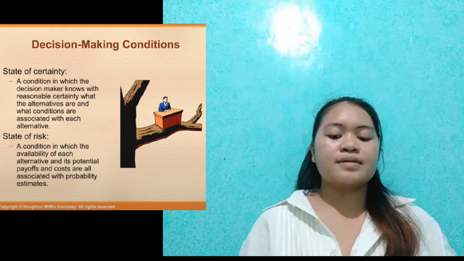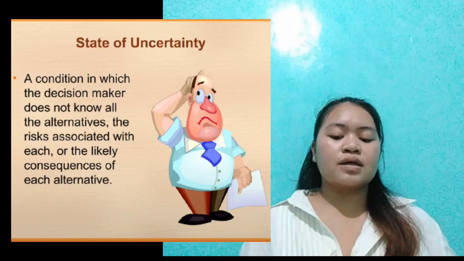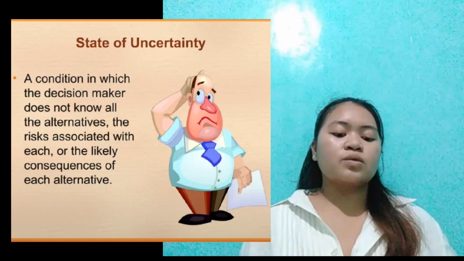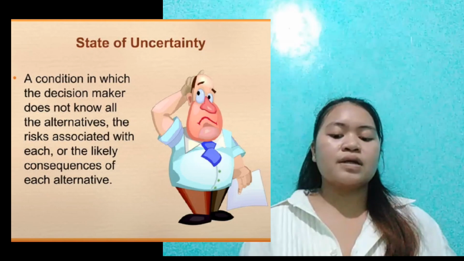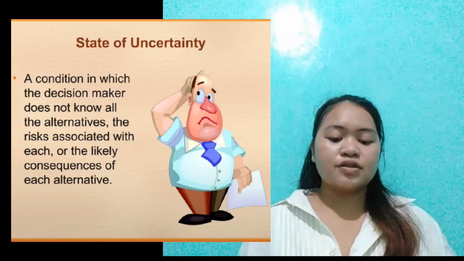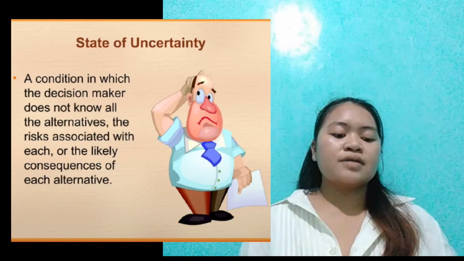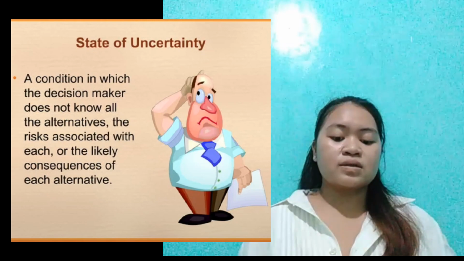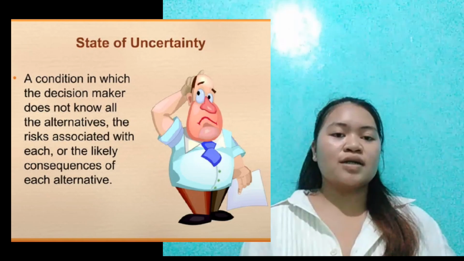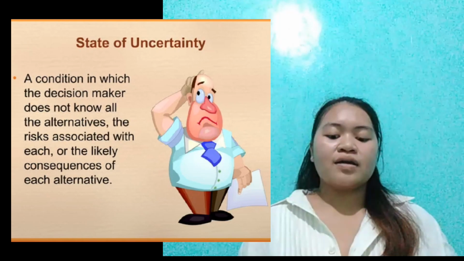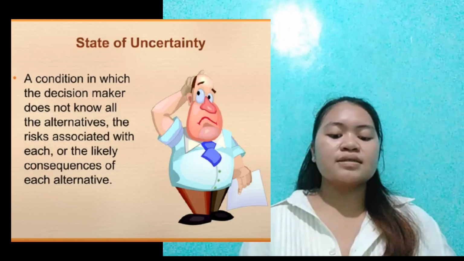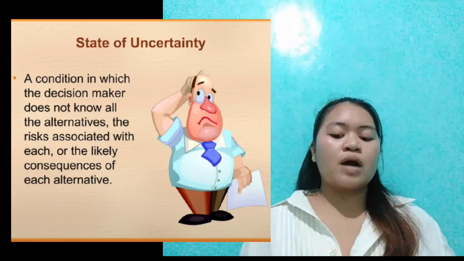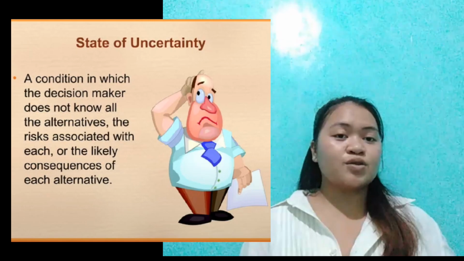And the last one is a state of uncertainty. A state of uncertainty is a condition in which the decision maker does not know all the alternatives, the risk associated with each, or the likely consequences of each alternative. And it says that uncertainty is a state of doubt about the future or about what is the right thing to do.